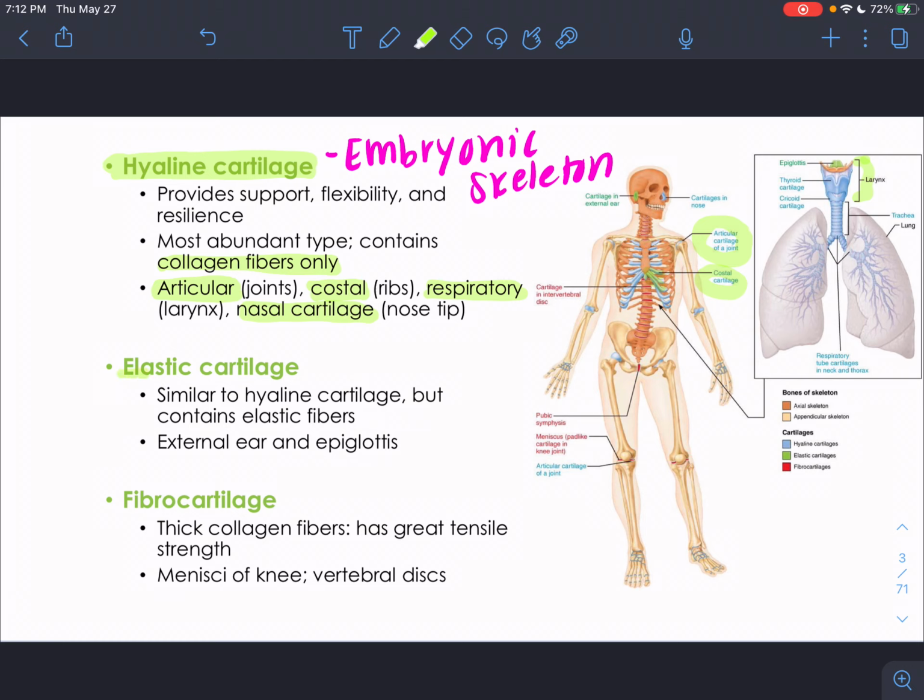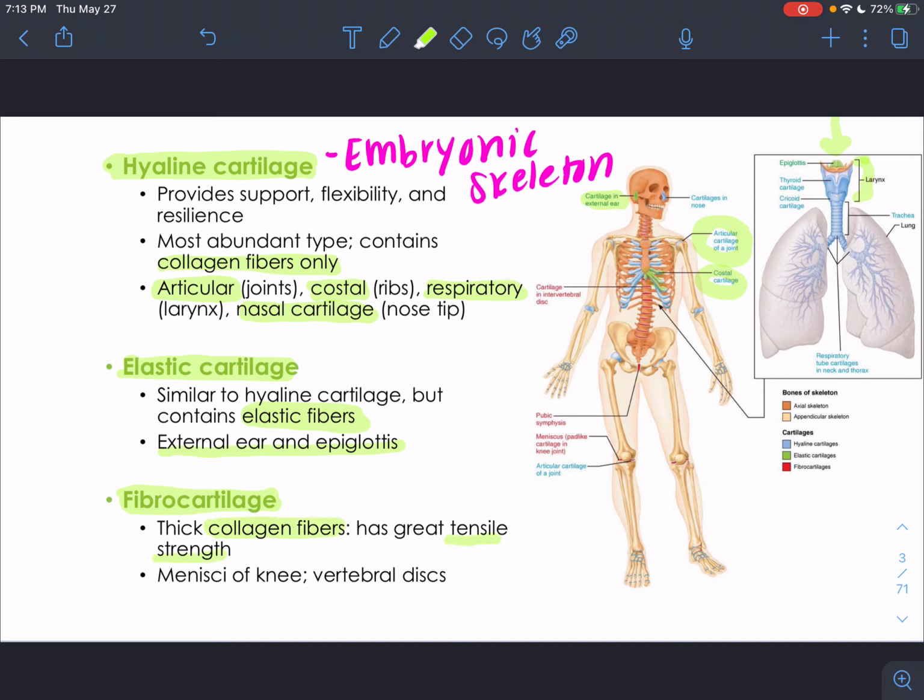You also have, obviously, elastic cartilage, similar to hyaline, but it contains elastic fibers, which gives it the stretch and elasticity that it has. It's found in the external ear and epiglottis. The epiglottis, if you don't know, is at the top of your trachea, and the ear is on the side of your head. And then finally, fibrocartilage has really thick collagen fibers and really good tensile strength.